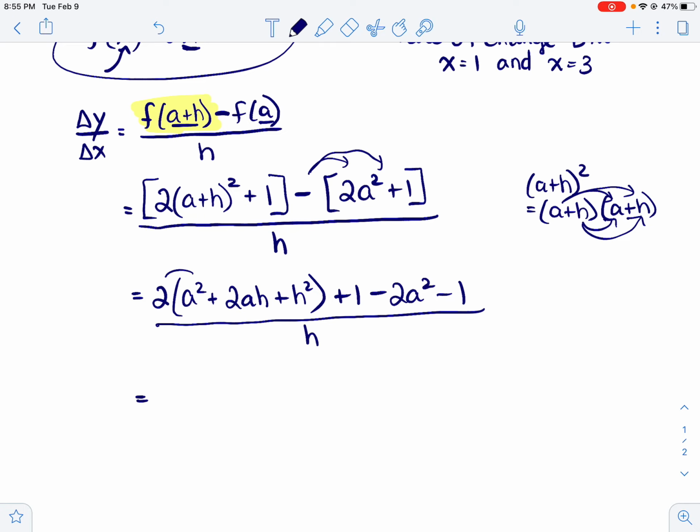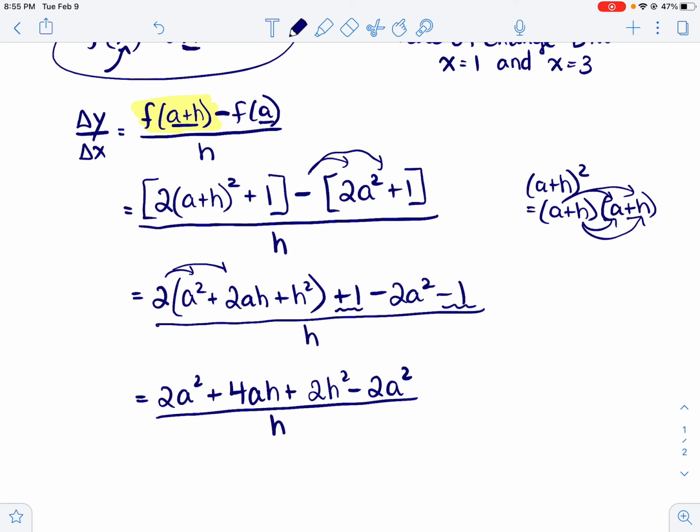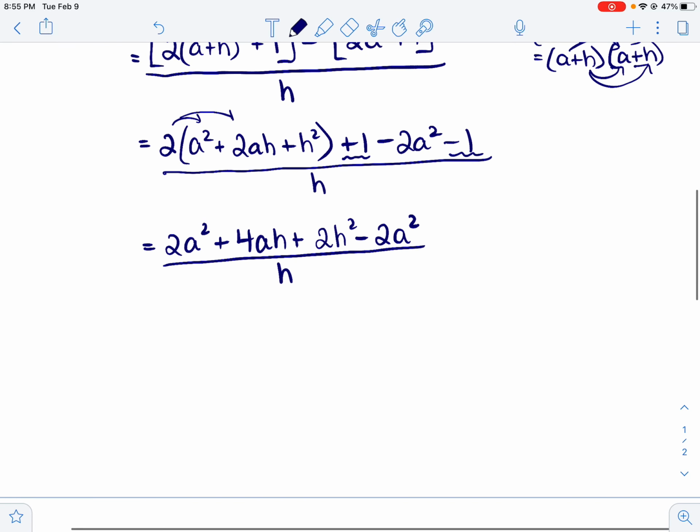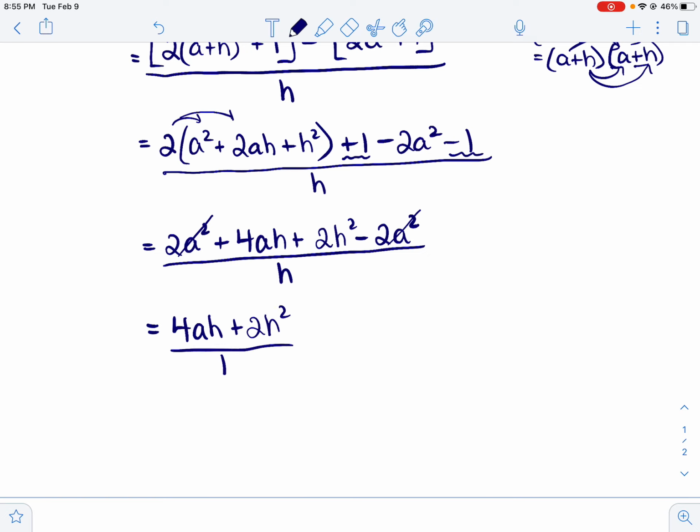Now I'm going to multiply my 2 through the brackets. So I have 2a squared plus 4ah plus 2h squared. I'm just going to get rid of those 1s because it looks like I have a plus 1 and a minus 1. So minus 2a squared, and the whole thing is divided by h. Okay, next step, just going to keep simplifying. So the 2a squareds are going to go. All I'm left with is 4ah plus 2h squared divided by h.